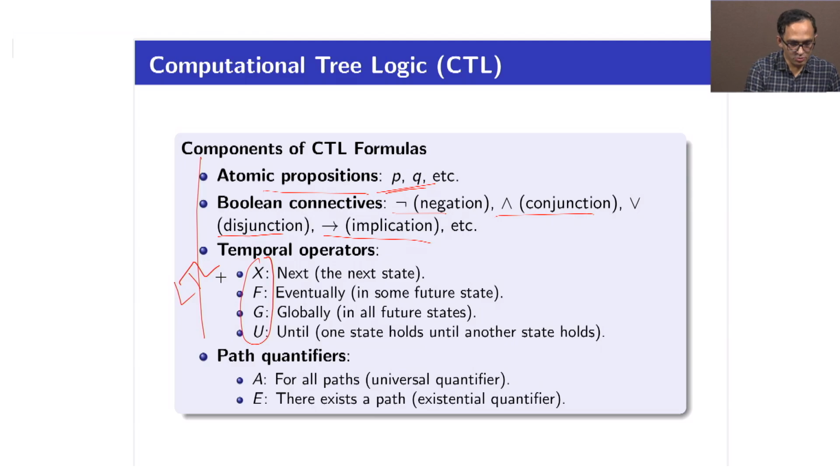In addition, we have the path quantifiers A and E. A means for all paths, and E means there exists a path. This is the component of CTL. Whatever we have learned in LTL, we will now have along with a path quantifier, but the formulas will be different. You cannot have any formula without a path quantifier. This is something we will learn.